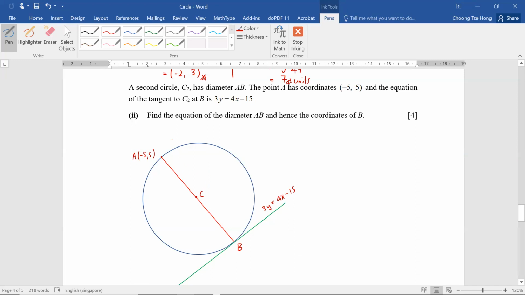Okay, now they want us to find the equation of diameter AB. So to find the equation of a line, we need to know two things. Firstly, we need to know the gradient of the line. So do we know the gradient of AB? Secondly, one point that it passes through.